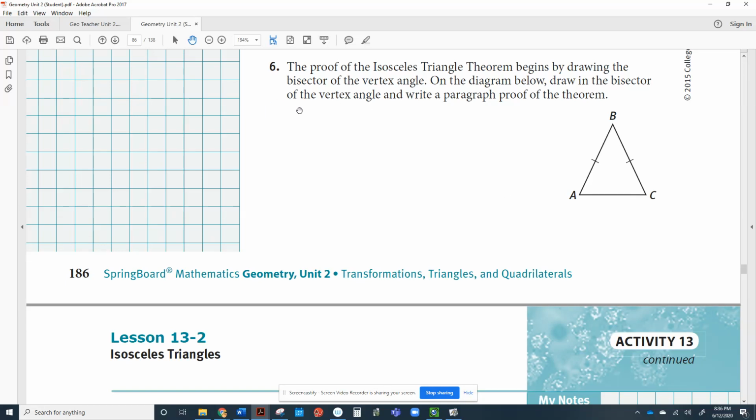So I left you right before this proof. They want us to look at the proof of the isosceles triangle theorem. So they want us to draw the bisector of the vertex angle. Now, there's a difference between draw and construct. We're not doing a construction.